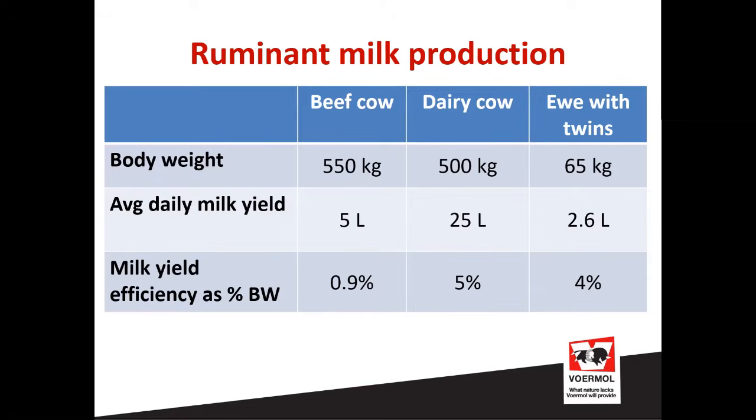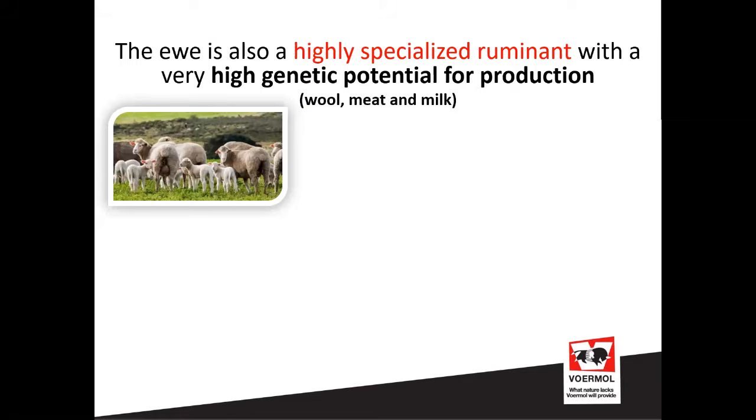If you look at a ewe with twins, the column on your right-hand side, they come extremely close to that of a dairy cow, right? So 4%, if we scale that up to 100%, would be 80% efficiency of a dairy cow. So yes, we're dealing with highly efficient animals, and I'm not even mentioning wool and meat production. We're just looking at milk yield. So yes, the ewe is also a highly specialized ruminant with a very high genetic potential for production, similar to that of a dairy cow.